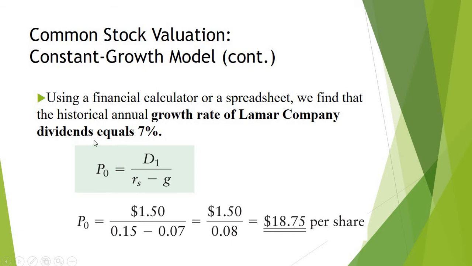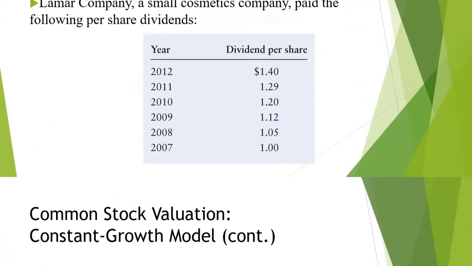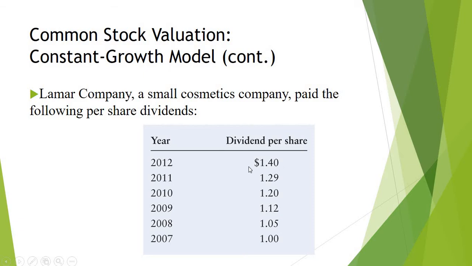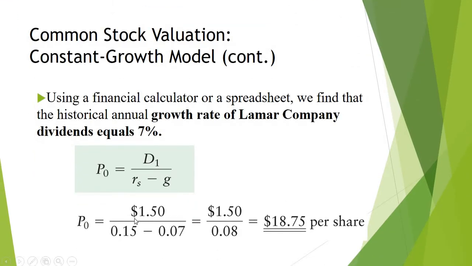So using a growth rate of dividend payment of 7%, we can find out next year's dividend payment. As per this table, the most recent dividend payment of Lunar Company is 1.40. So next year's dividend payment will be 1.40 times the growth rate, which is 7%. So 1.40 times (1 plus 0.07), and the next year's dividend payment will be 1.50.